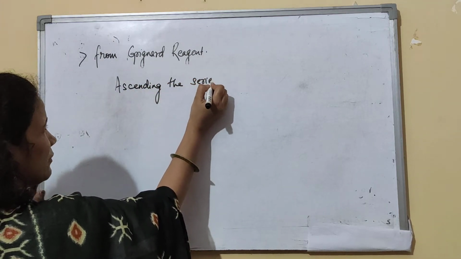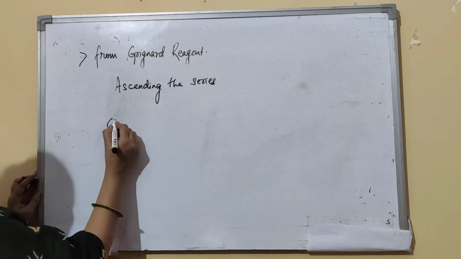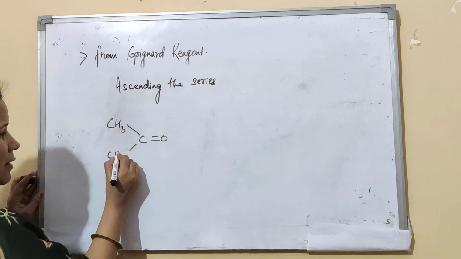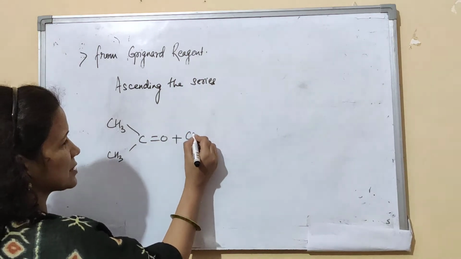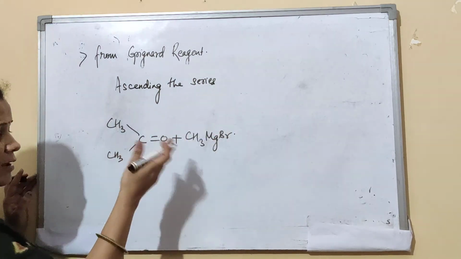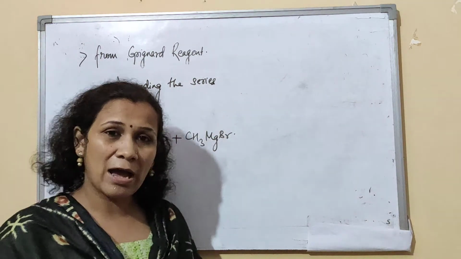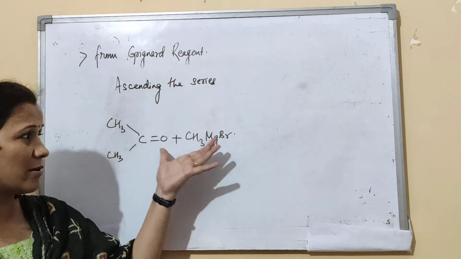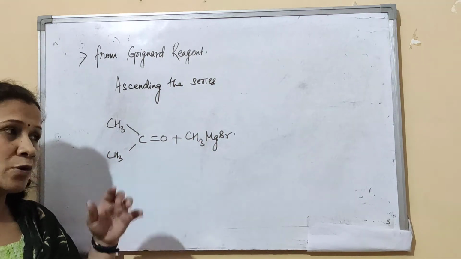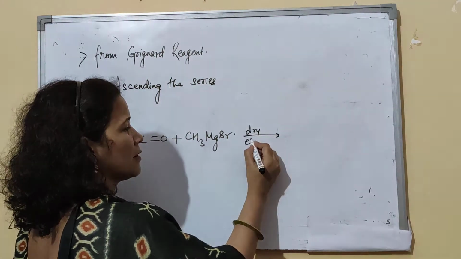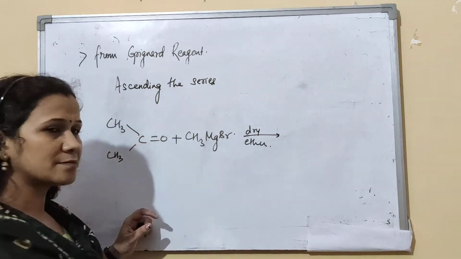Now you will do one for me. Just complete this one. It is a ketone and I am treating it with this Grignard reagent. Come on, hurry up. You need to do that. Well, you have understood. Now I have shown you 2 examples. Just give it a try. How will you add this Grignard reagent on this carbonyl group in presence of dry ether?